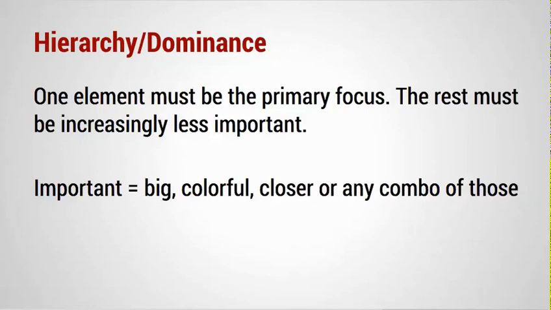Okay, hierarchy and dominance. So basically what this means is that one element in your composition must be the primary focus. The rest has to be increasingly less important. So the human brain, as you know from Gestalt theory, as you know from theories of perception, believes that anything that's big, colorful, closer, or coming right toward us appears important. And we want to leverage this in design.